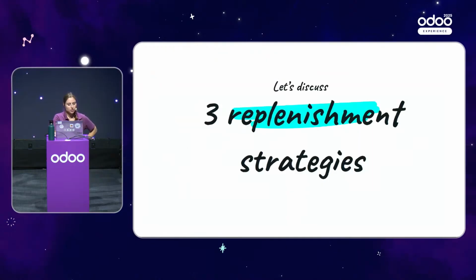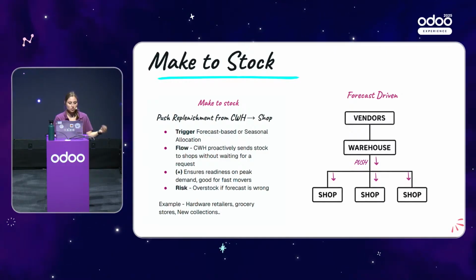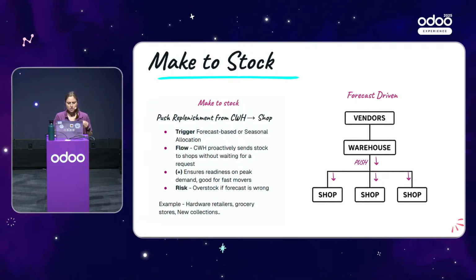So let's discuss the 3 replenishment strategies within that model that we can actually use with Odoo as well. The first one is make to stock. This is where the central warehouse is going to proactively send stock to the shops without waiting for a request. Okay, so this is a forecast-based model. It's the seasonal allocation. Think of the new collections in the different shops.